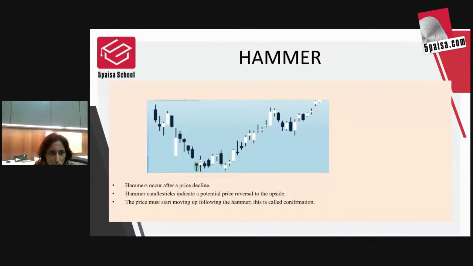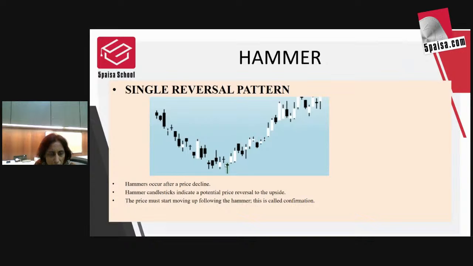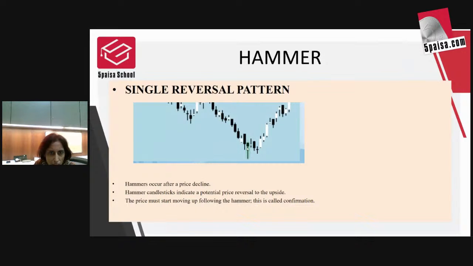Again, you get to see over here a hammer after a downtrend, and from here on, if you see the prices, they go up. Again a hammer, and from here on you see the prices are going up. Again a hammer, and from here on the prices are going on the higher side. So hammer essentially indicates a reversal trend, and the trend is more towards upside. It indicates a bullish trend which is likely to happen.